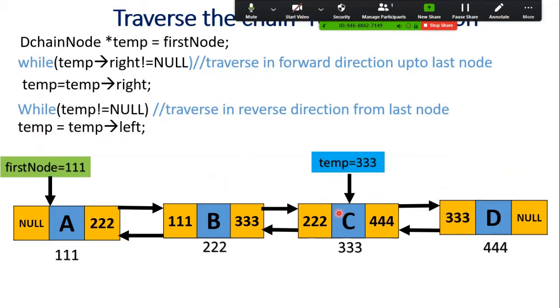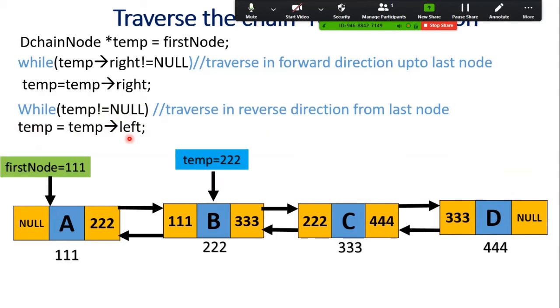Now it is pointing to node C. Again, check the condition: temp is not equal to null. Yes. What is the temp address here? 333. So it is not equal to null. So temp equals temp of left. What is temp of left here? 222. It is the address of node B. So now it jumps to node B. Again, it checks the condition.